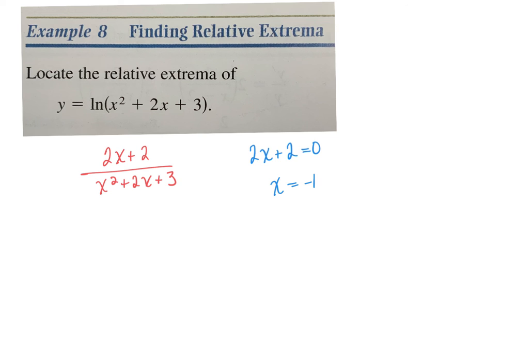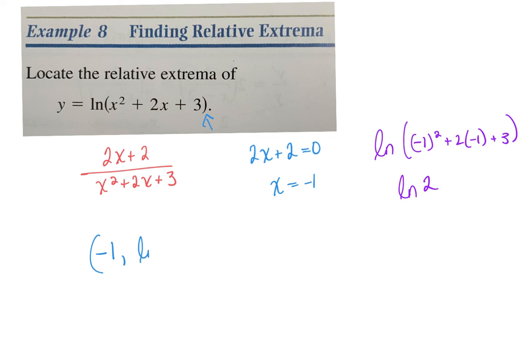If I want the actual extrema here, I need to plug it in. It doesn't make me identify whether it's max or min, but it does make me plug it in because I need my y value, okay? So if my x value is -1, I have to plug this in here for my y value. So I'm going to say, to find my y, it's going to be the natural log of -1 squared plus 2 times -1 plus 3. Right? Make sense? So a natural log of 2 would be my y value here, which is a hideous answer, but you could round it if you wanted to.